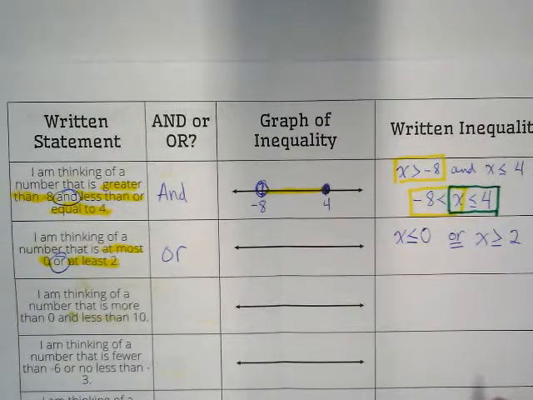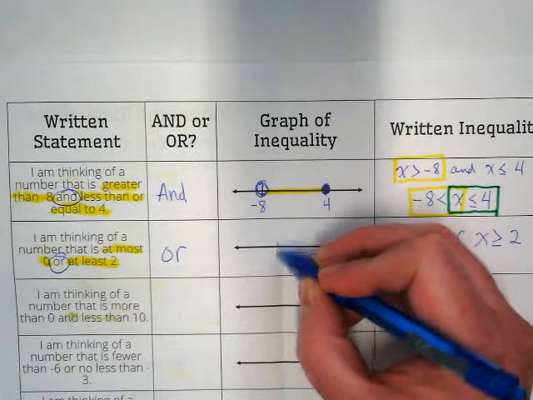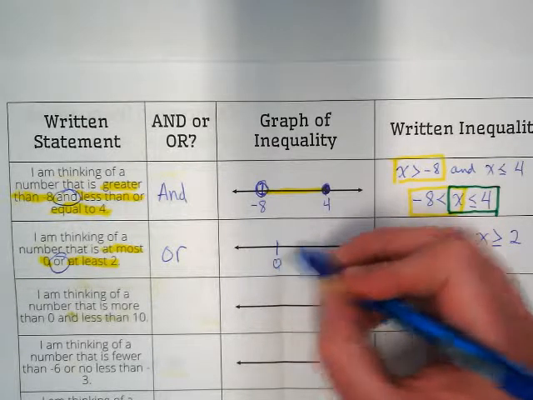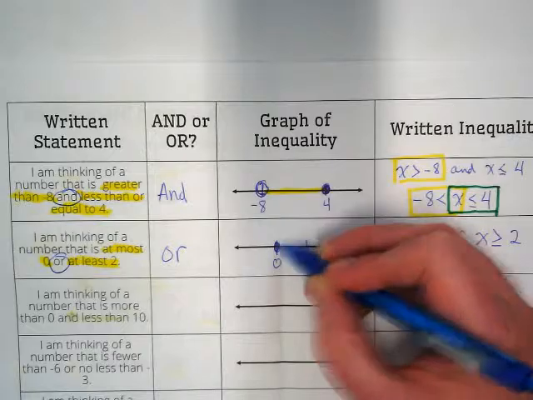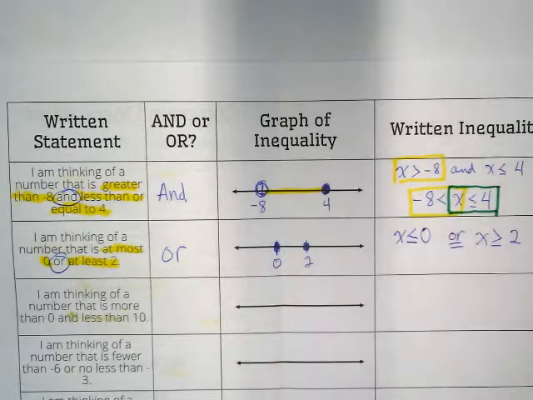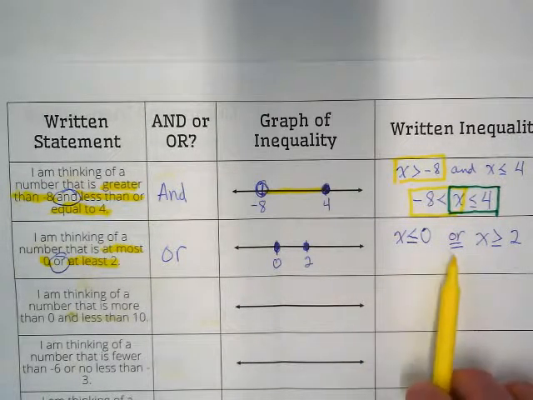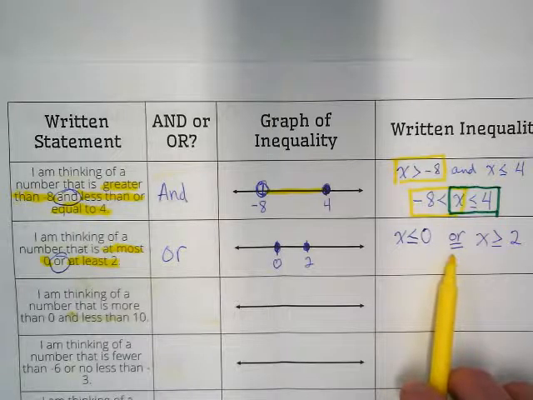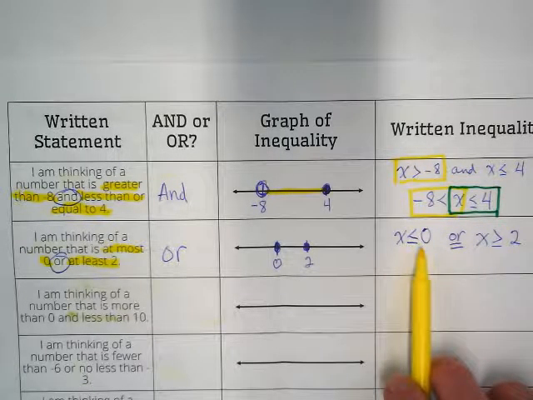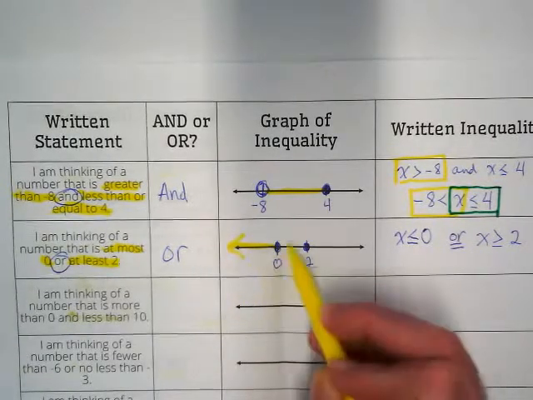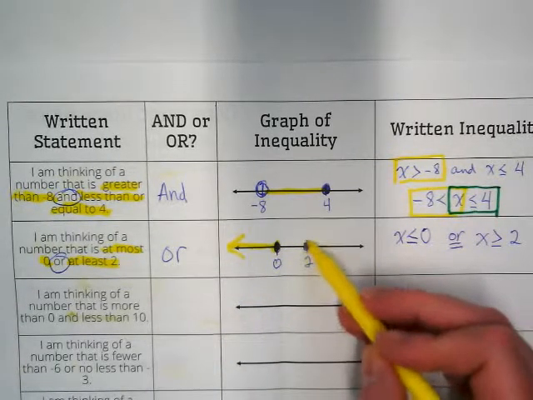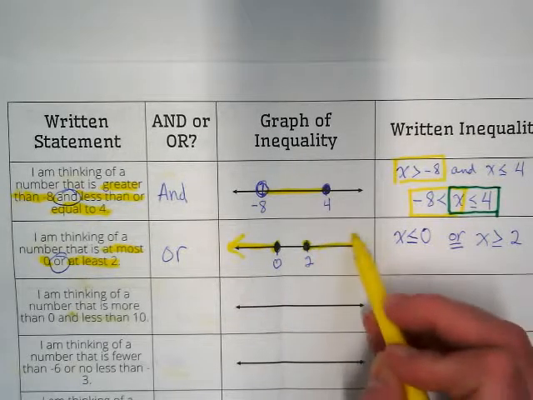So to graph this, all we need to put on our very simple graph is a 0 and a 2. Both of those are going to be completed circles. This is an or statement, so those arrows are going to shoot off in different directions. The 0 term is going to go to the left, and we would include that. And the 2 term is going to shoot off to the right.